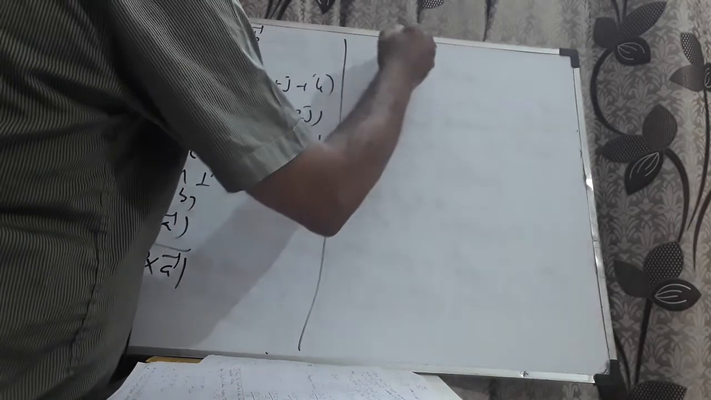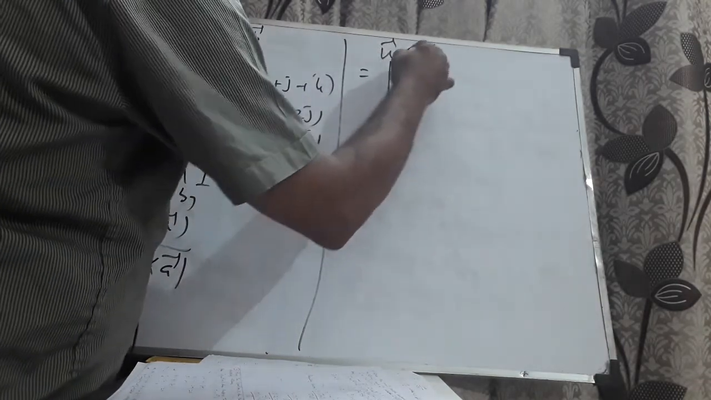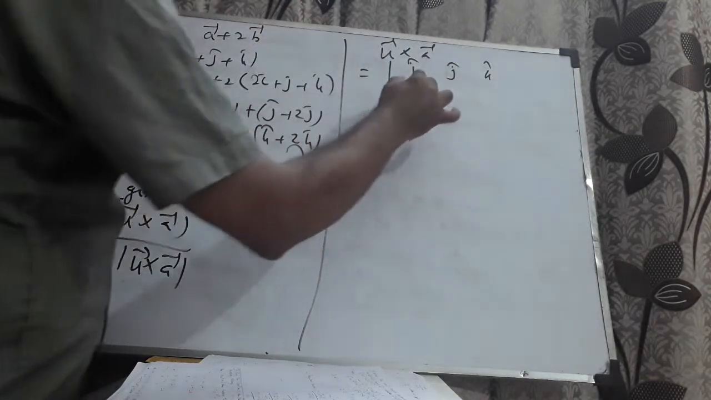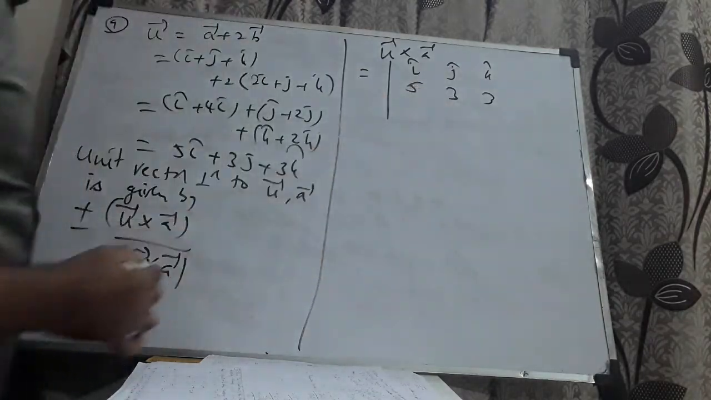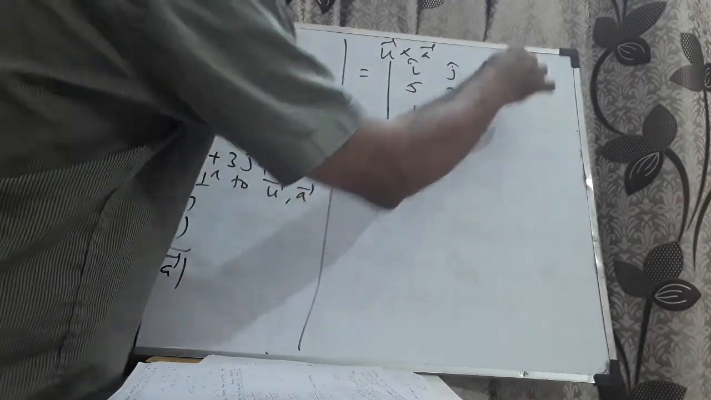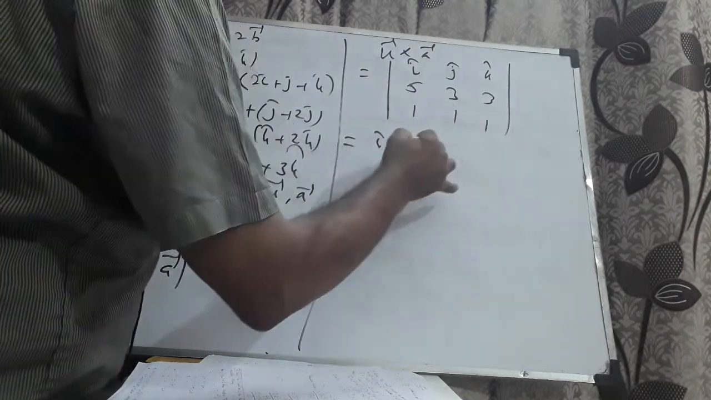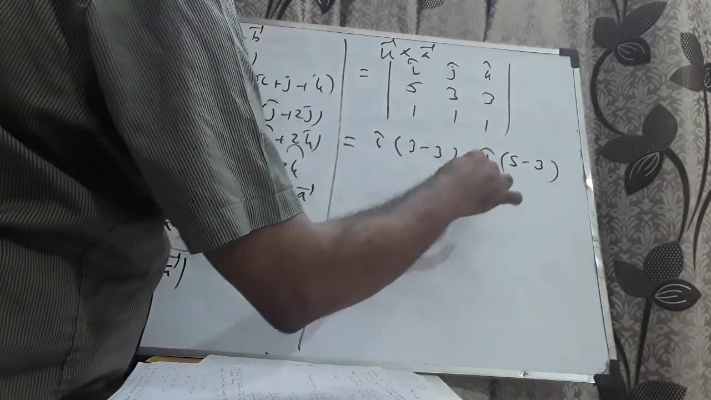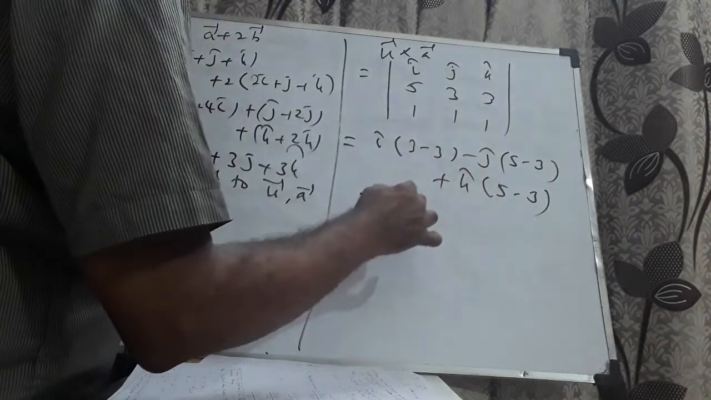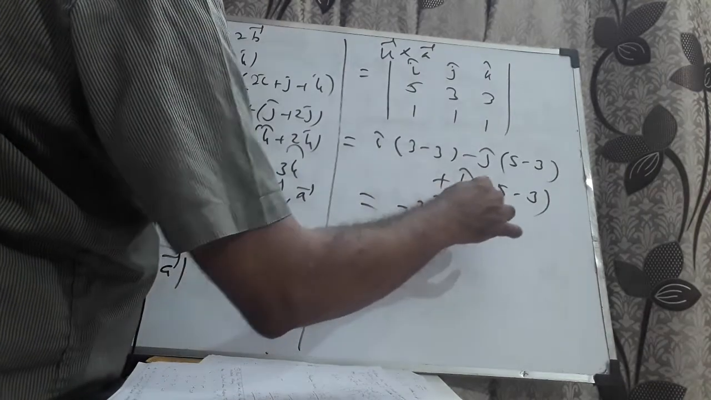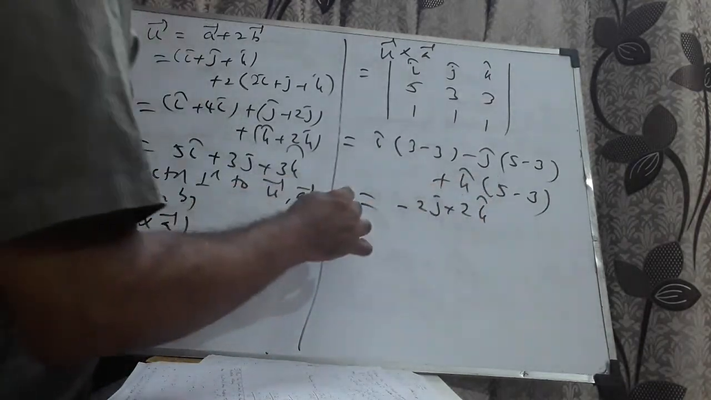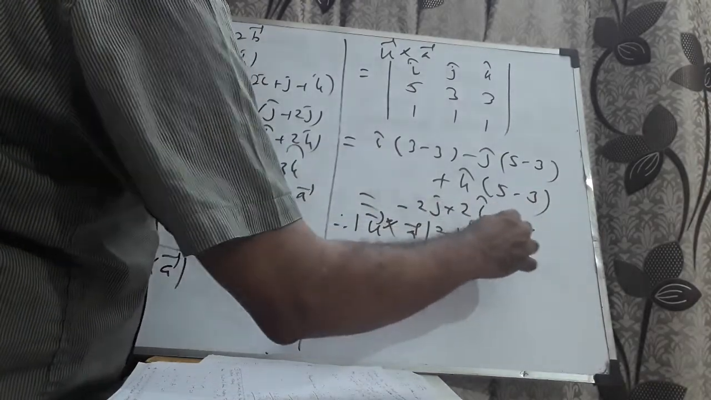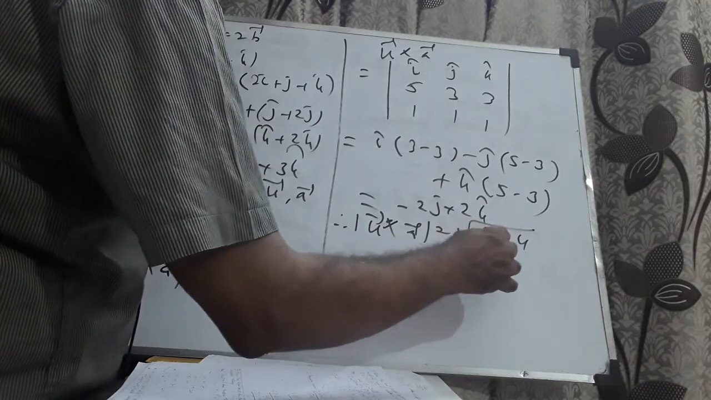Now let me initially find u cross a, which is determinant i, j, k. Then components of u 5, 3, 3, then components of a 1, 1, 1. Here the determinant is i cap into 3 minus 3, minus j cap into 5 minus 3, plus k cap into 5 minus 3 again. And this reduces to minus 2j plus 2k. And modulus u cross a now becomes root of 4 plus 4, which is 2 root 2.